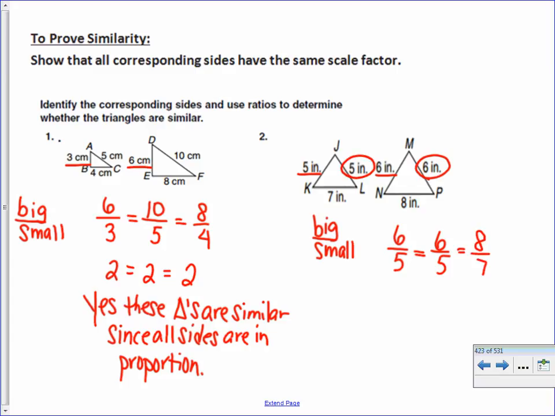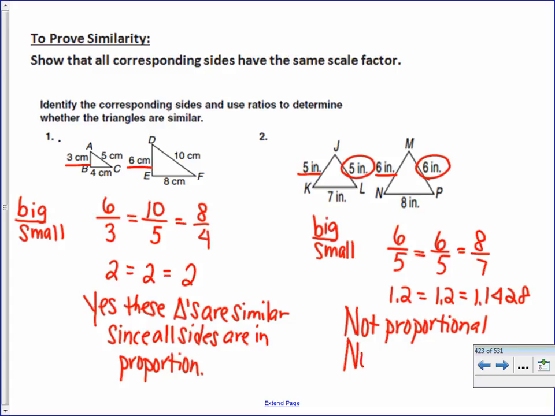Use your calculators. 6 divided by 5 is 1.2, and 8 divided by 7 is 1.1428. Uh-oh, not in proportion. Not proportional, therefore these two triangles are not similar. You need your scale factor to be proportional, not similar.